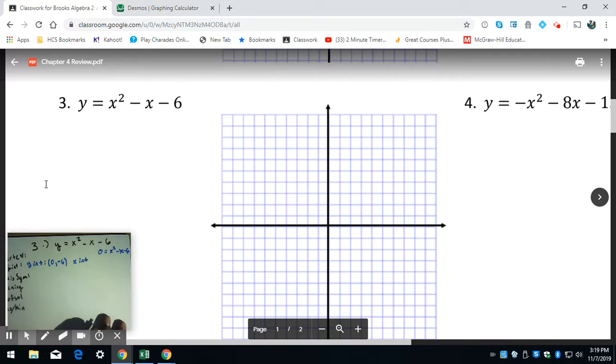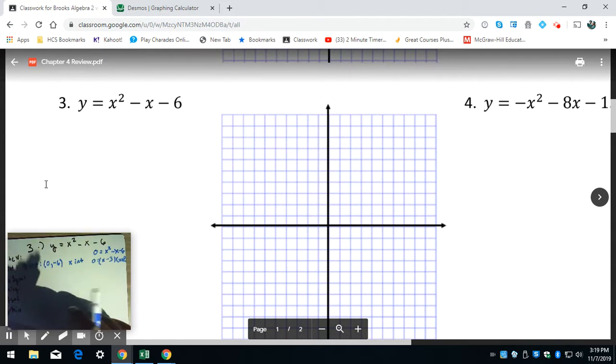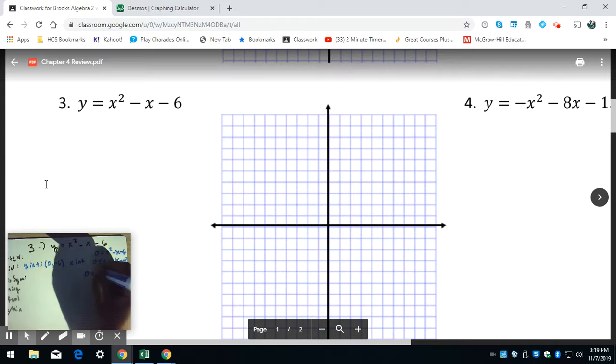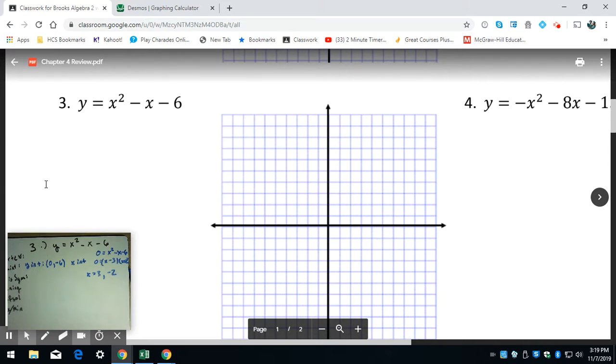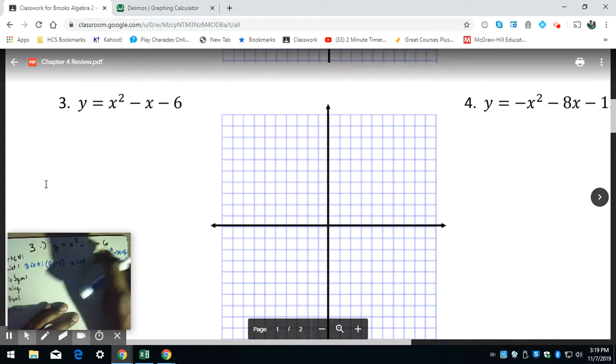Which means 0 equals (x minus 3)(x plus 2). Two numbers that multiply to give you -6 and add to give you -1. So 0 equals, well, that said, then x equals 3 and -2. All right. So x equals 3 and -2. So our x-intercepts are going to be (-2, 0) and (3, 0).